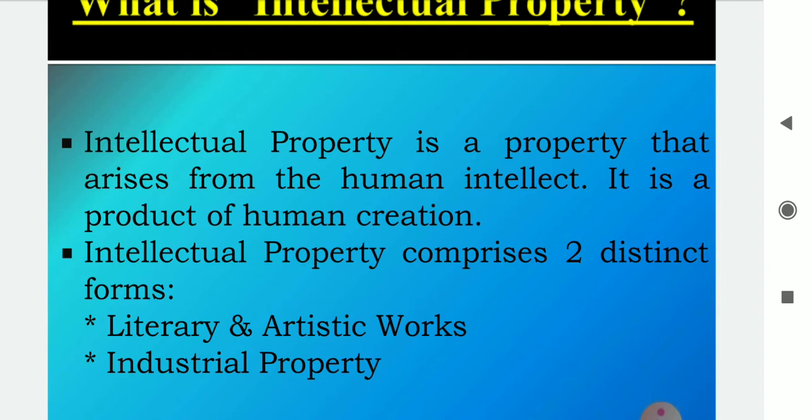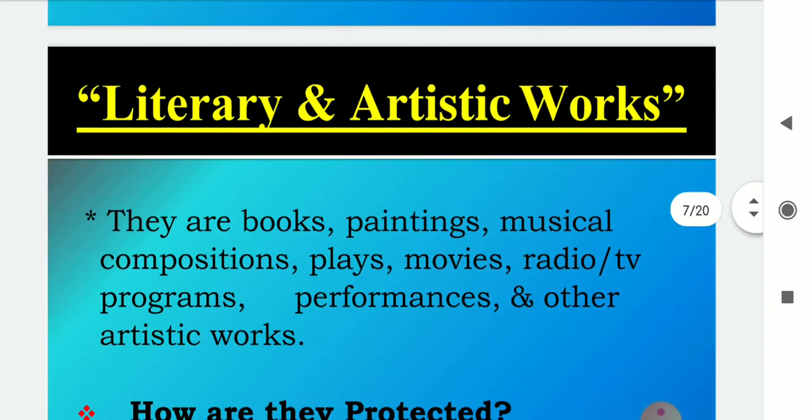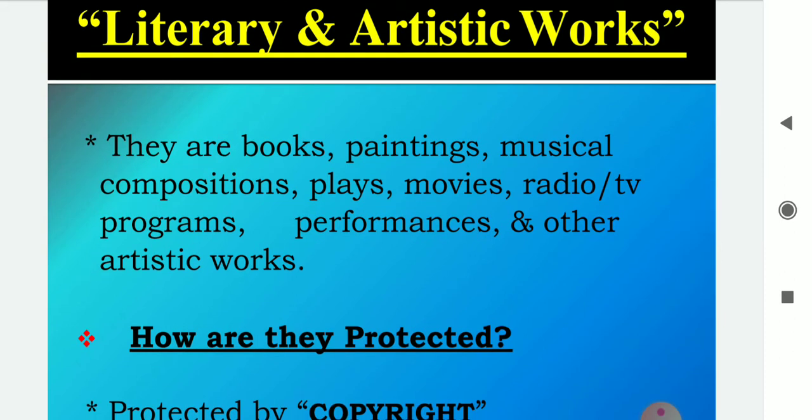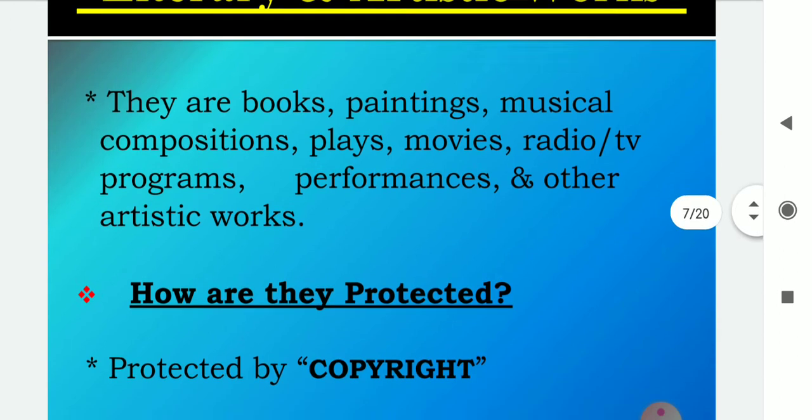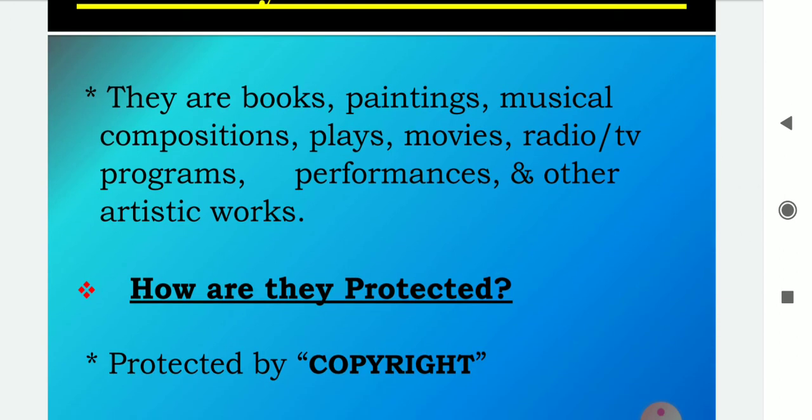Other examples of artistic works are toys, dolls, cartoons, comics, etc. Here the literary and artistic works are books, painting, musical composition, plays, movies, radio, TV programs, performance and other artistic work. How are they protected? They are protected by the Copyright Act.